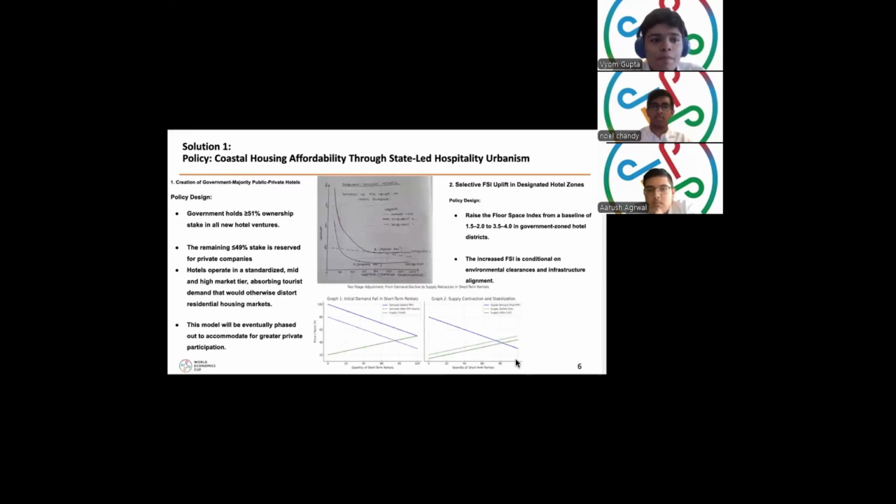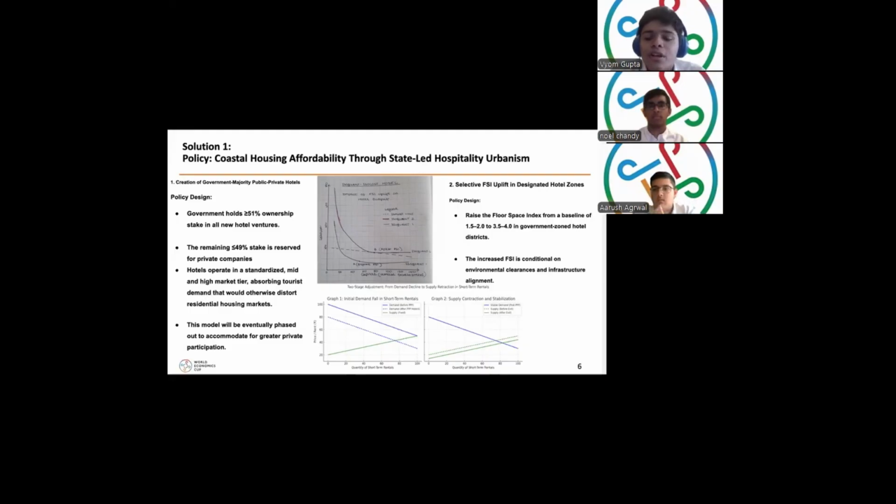Okay, so solution one, I'll be running you through that. It's the policy which basically states coastal housing affordability, which can be done through state-led hospitality urbanism. What I mean by this very simply is that you can set up hotels which are PPPs. The rationale is very simple: tourists are looking for a place to stay, and rather than going to Airbnbs, we are providing them a particular service, which also enables local employment and increases wage rates for all citizens, which tackles the problem behind rising rent rates for housing in a dual manner.